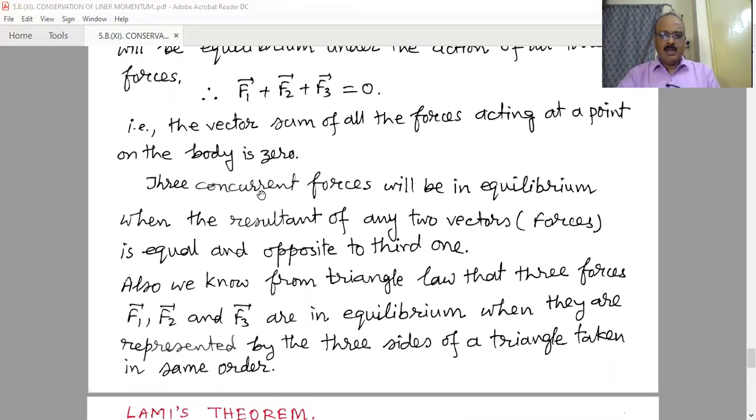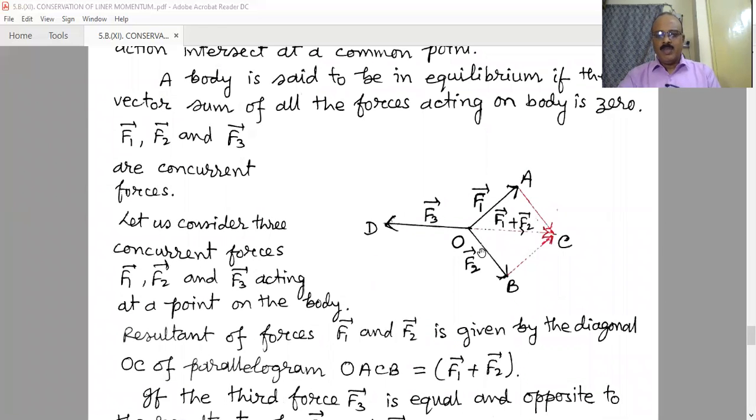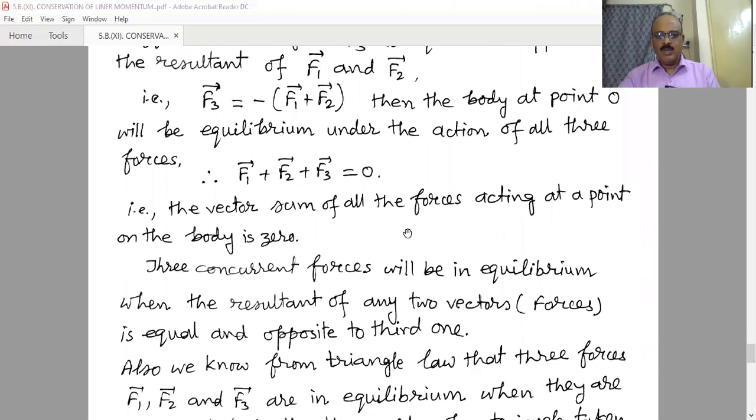From this, we can also say three concurrent forces will be in equilibrium when the resultant of any two forces is equal and opposite to the third one. That is not only for F1, F2. If we consider the resultant of F1 vector and F3 vector, that must be equal and opposite to the F2 vector. Similarly, if we consider F3 vector and F2 vector, the resultant of F3 and F2 must be equal to the F1 vector and opposite in direction. Then the resultant will be 0.